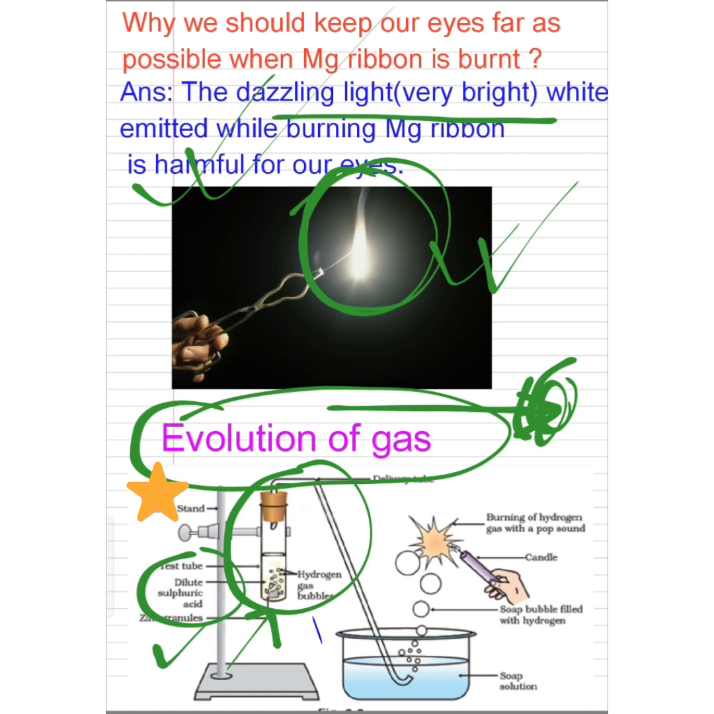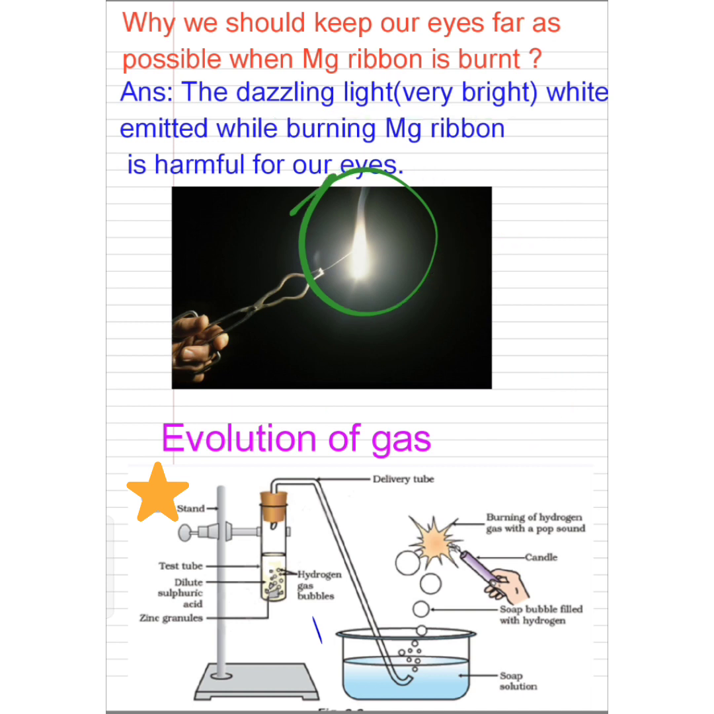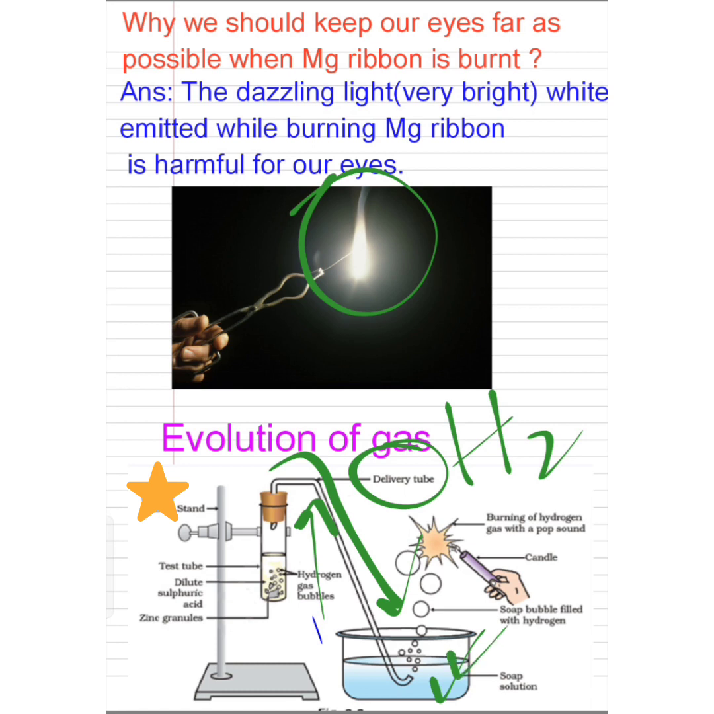You have learnt this in class 8 also, in the metals and non-metals chapter, that when a metal reacts with an acid, it forms hydrogen gas. So what will happen when we allow this zinc metal to react with H2SO4, that is sulfuric acid? It will form hydrogen gas. This hydrogen gas will come out from this test tube, and through this delivery tube, it will get into the soap solution.